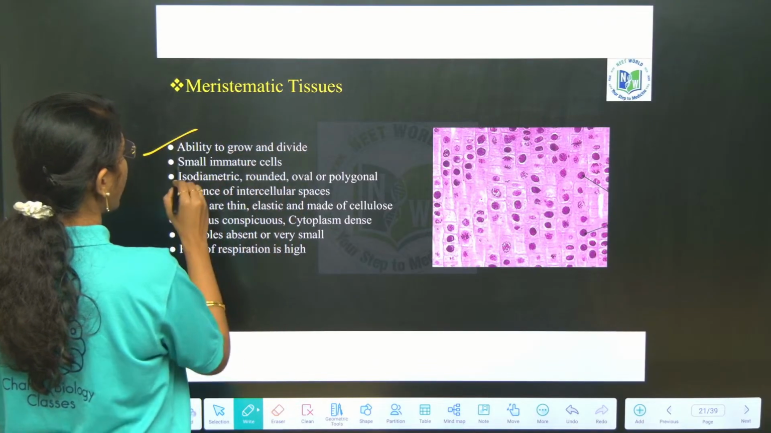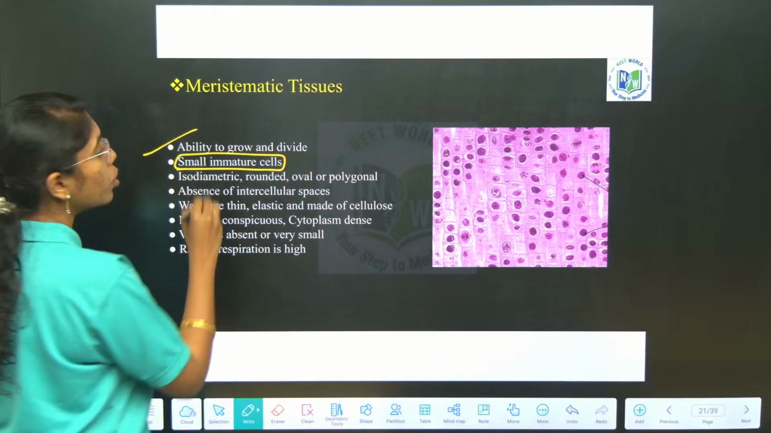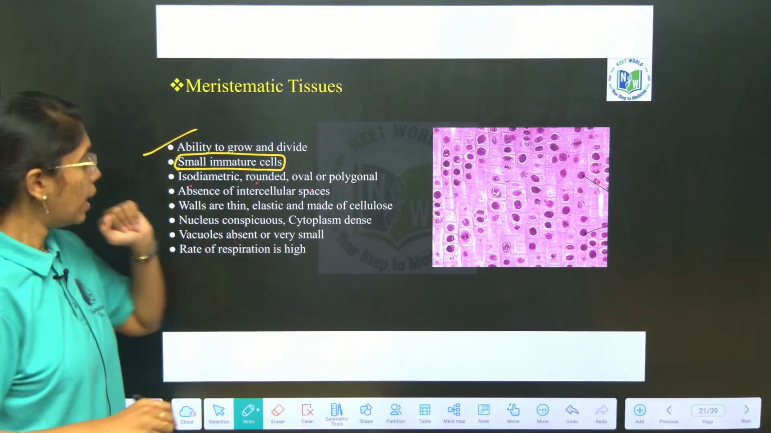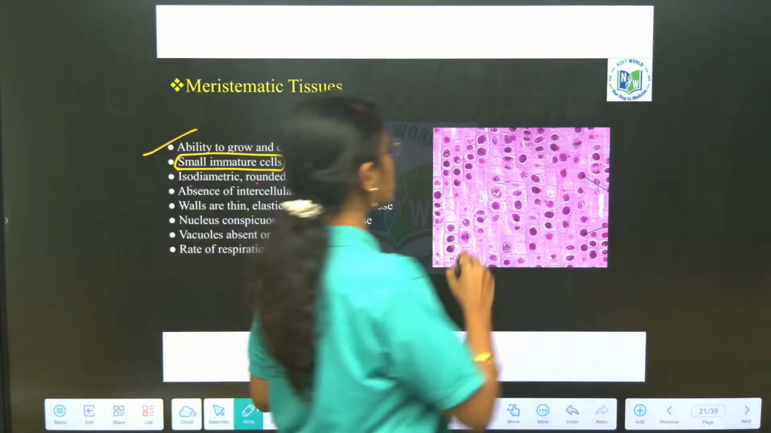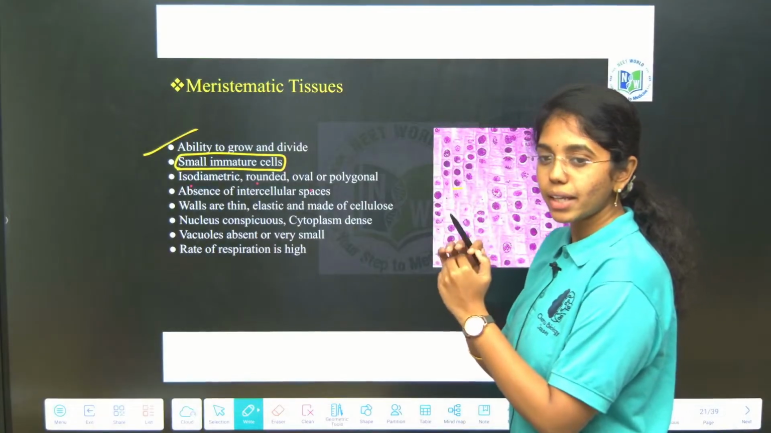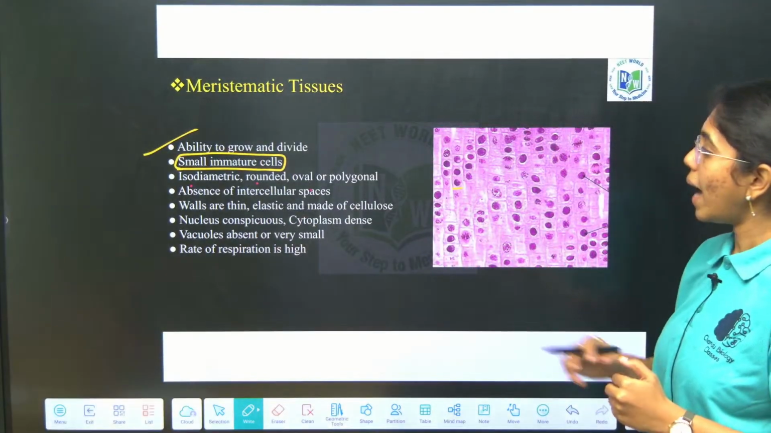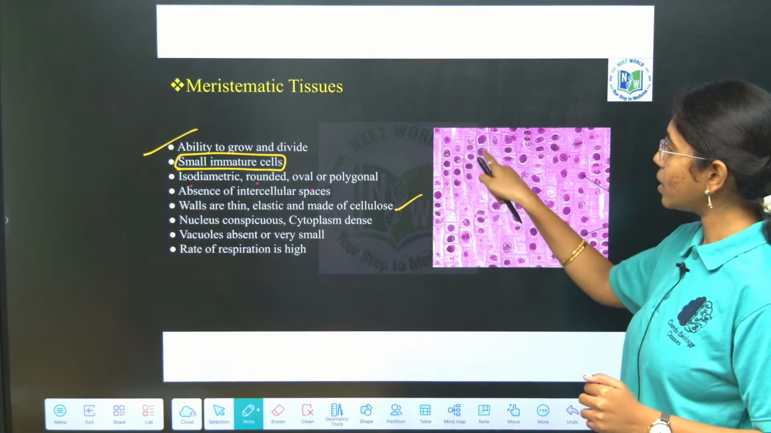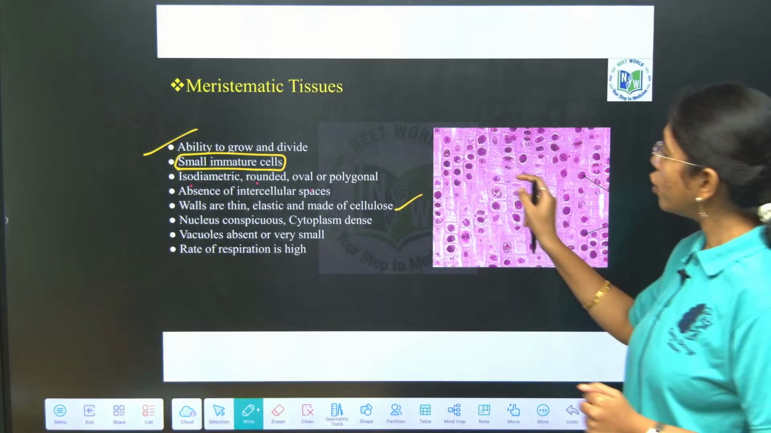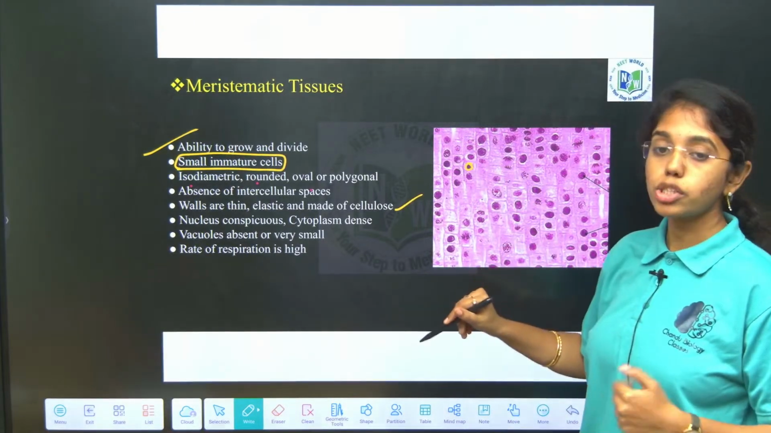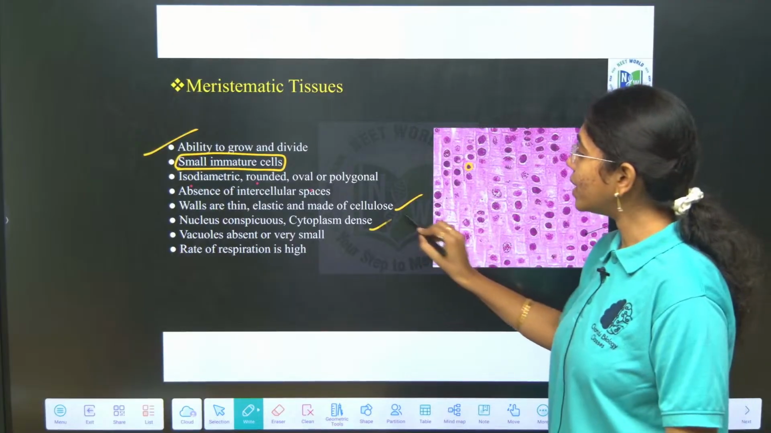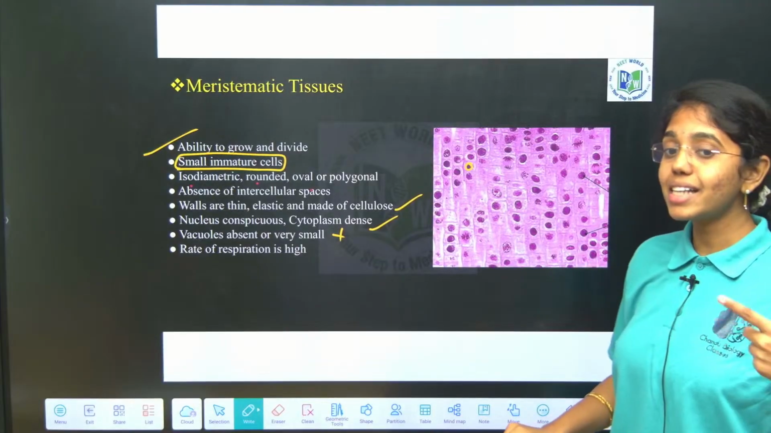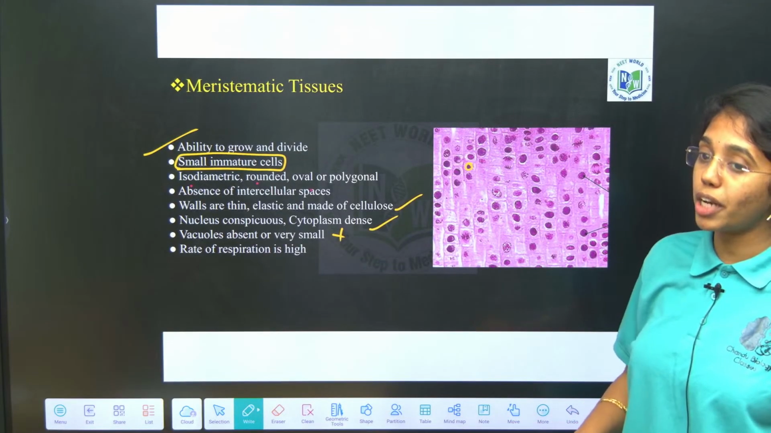They are isodiametric, meaning you can divide them into 2 equal halves. They are isodiametric, rounded, oval or polygonal, with absence of intercellular spaces. Cells are very closely packed, there are no intercellular spaces between them, and walls are thin, elastic, and made up of what? Cellulose. Cell walls are thin and elastic, made up of cellulose. Nucleus is conspicuous. It has a conspicuous nucleus with dense cytoplasm. Vacuoles are totally absent or very small, and as they are continuously dividing, their rate of respiration will be high.